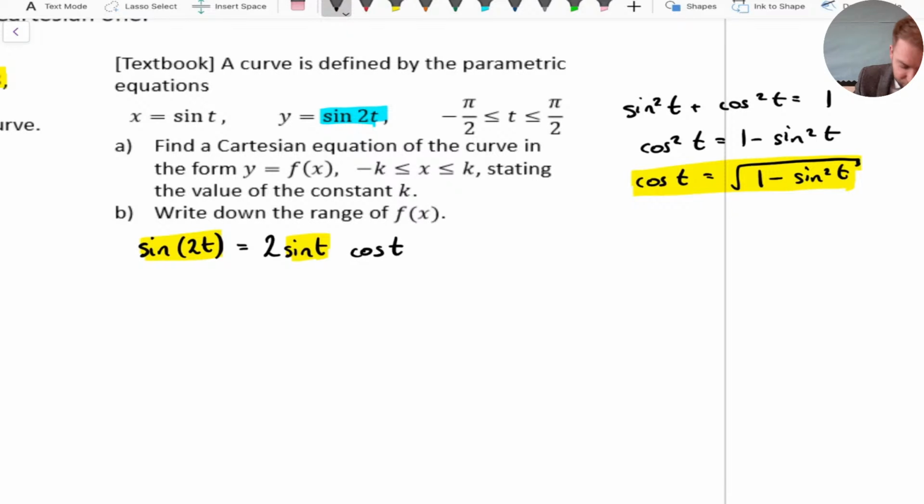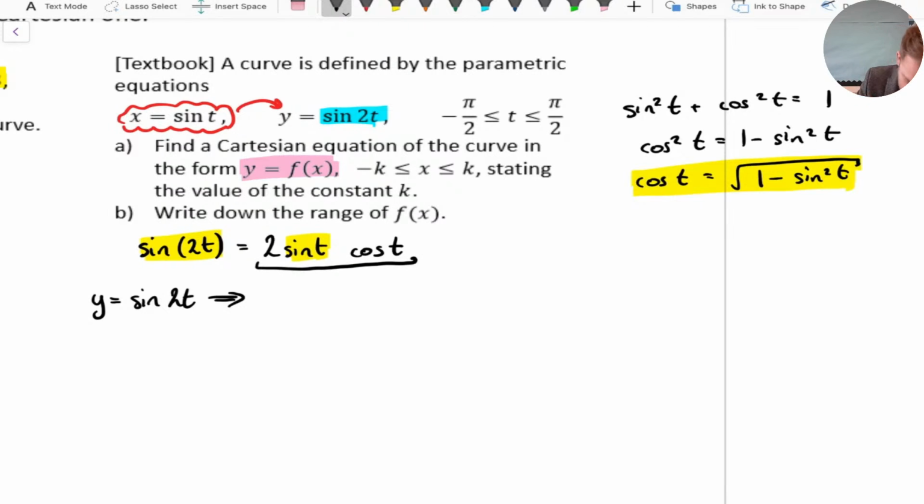So now let's start subbing in everything that we know. Notice again they want it in the form y is equal to f of x, which is basically telling me that I want to rearrange this one and sub it into here because it's y is equal to. So let's write down y is equal to sine of 2t. Now I've already thought about the fact that sine of 2t is equal to 2 sine t cos t. So y is equal to 2 sine t cos t.